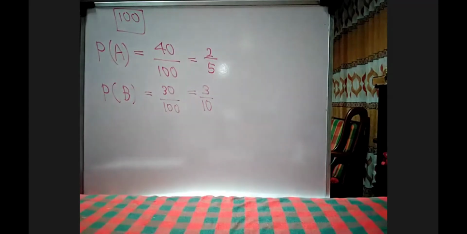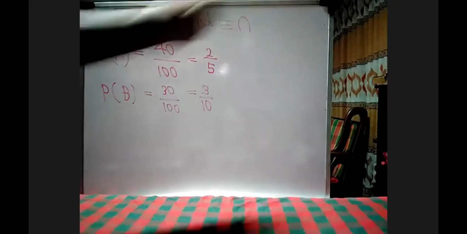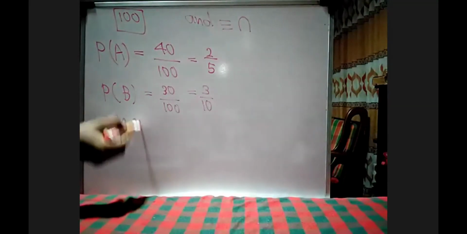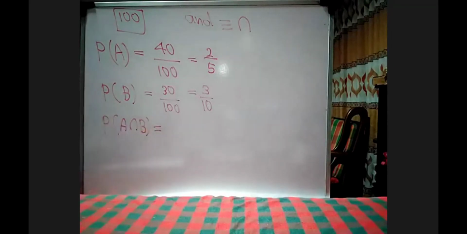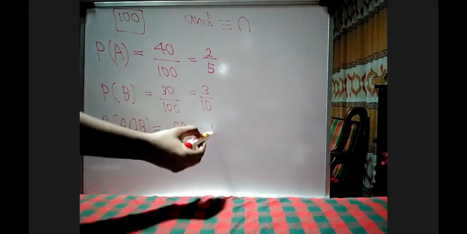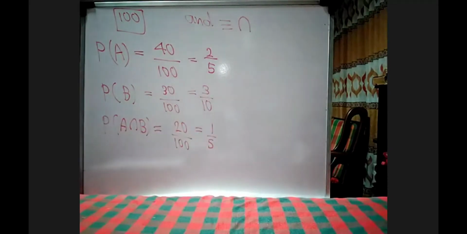Next information, 20 purchased an alarm system and bucket seat. So the "and" means intersection. That is the most important thing in that question. And is intersection. Therefore, the probability of alarm system and bucket seat cars, that is 20 out of 100. We can simplify, it is 1/5.